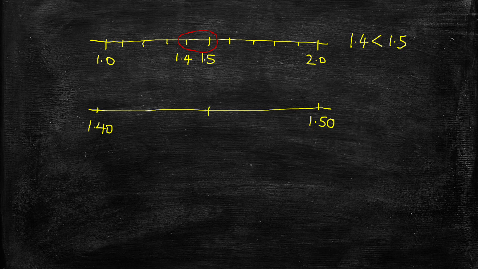So again, I'll divide it into 10 equal sized segments, and so the number in the middle is going to be 1.45, and I wanted to know where 1.42 was. So 1.42 would be that tick mark there. And then I could zoom in again. So for example, let's suppose I zoomed in between 1.41 and 1.43.